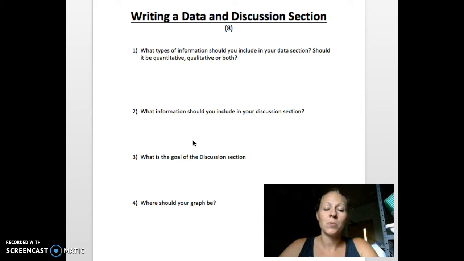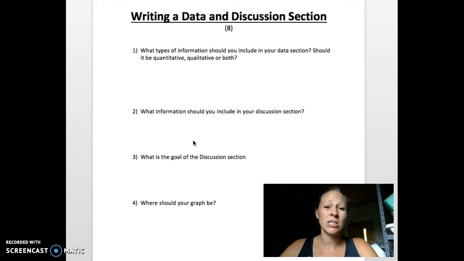The next section is going to be your conclusion section. And make sure that when you're writing your conclusion section for your lab report, that it's very simple and it only includes the information that we discuss in the next video. So the data section is super simple. The conclusion section is super simple.